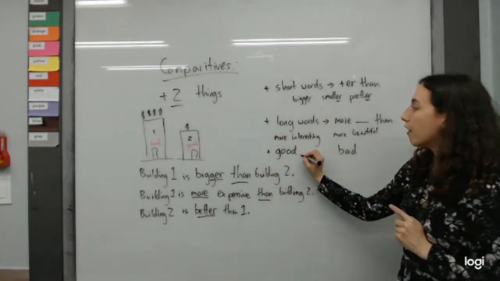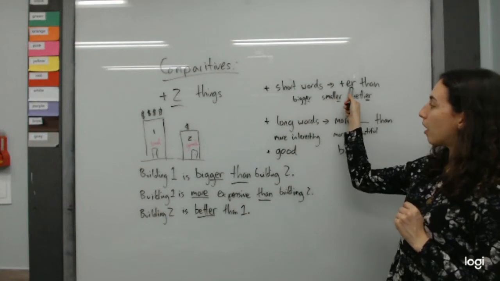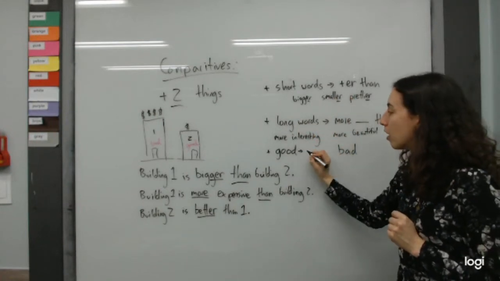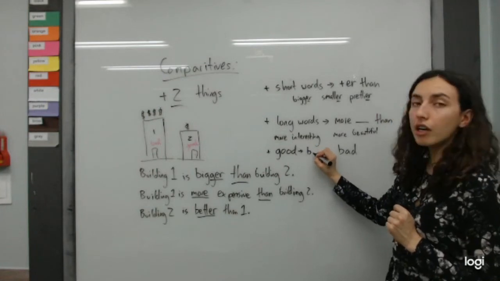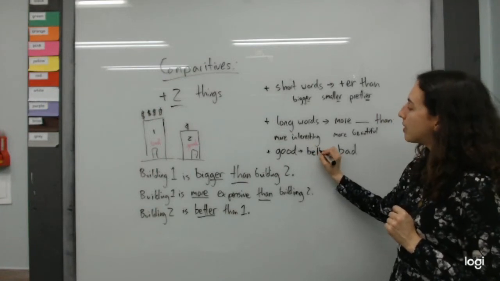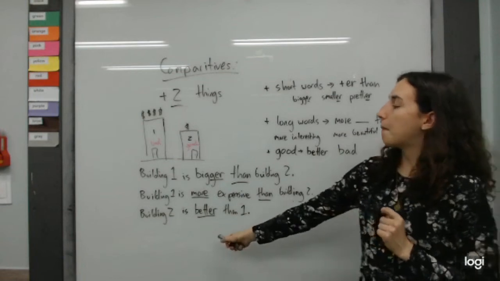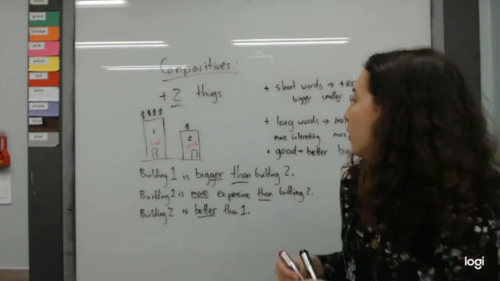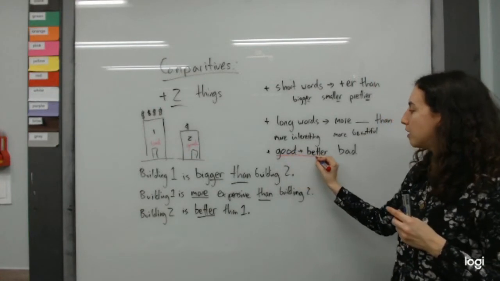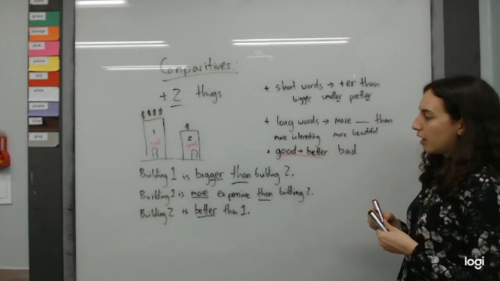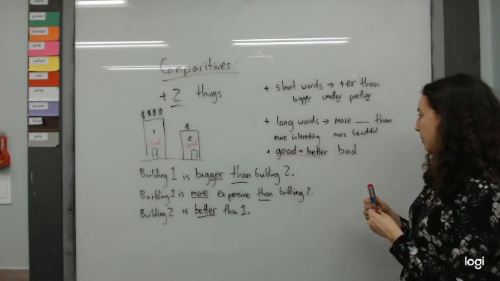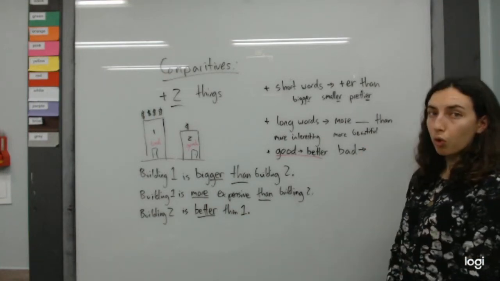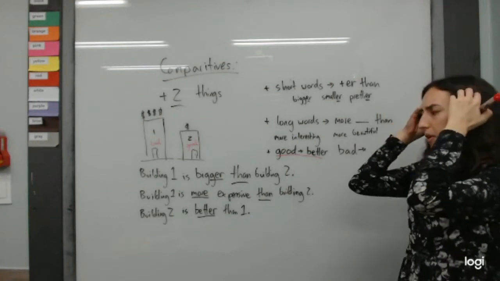So when we have short words, we put ER. When we have long words, we put more. When we say good, we don't say gooder and we don't say more good. We say better. It is better than. So this one is a special word we need to put in our brains and remember, okay? And same with bad. Bad is another special one we need to put in our brains and remember. There is no rule. We only need to remember, okay?